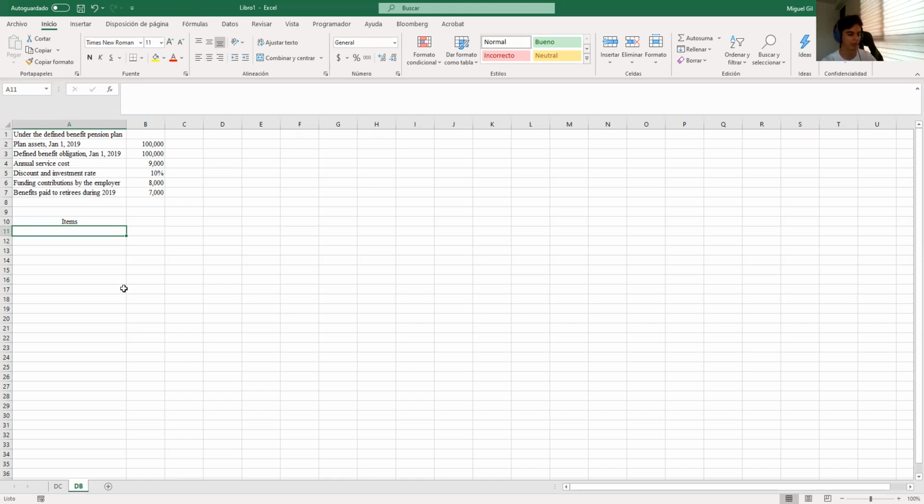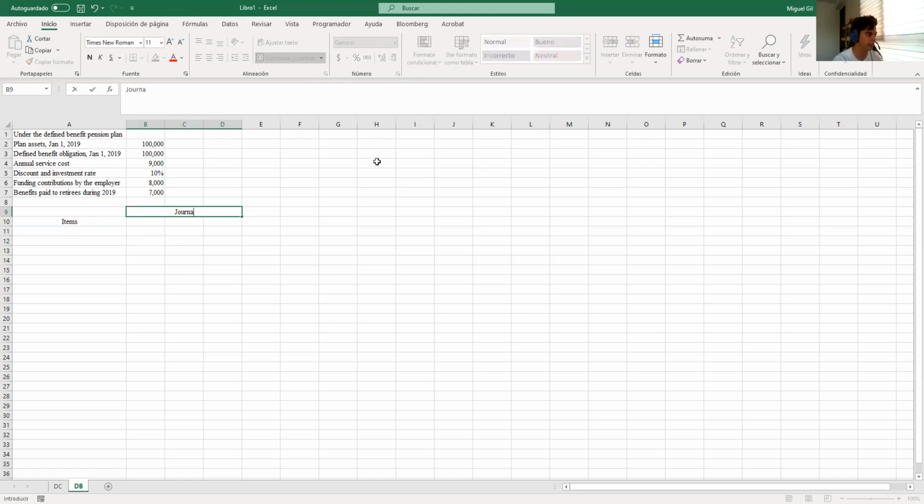So I will start with the name items because this is where I'm going to write what we are doing. That means, like, in this step, I'm registering the expense. In this step, I'm registering blah, blah, blah. So this is items. And then we have three columns, in this next step that I will call the journal entries, right?